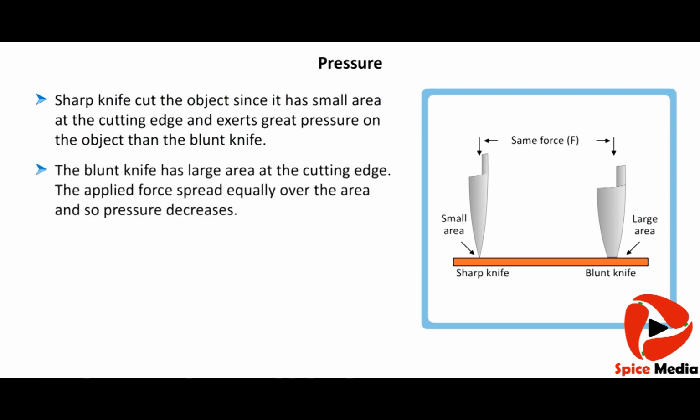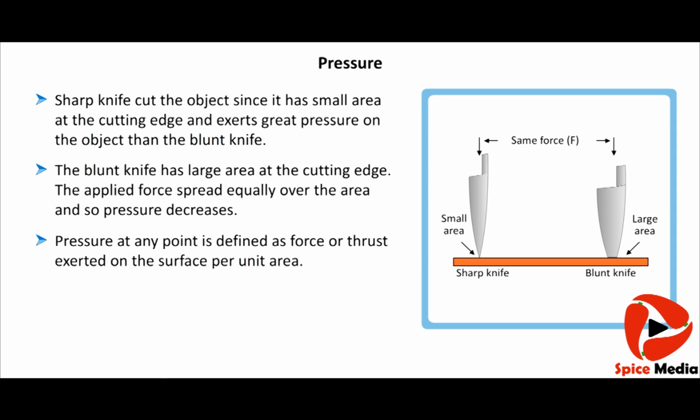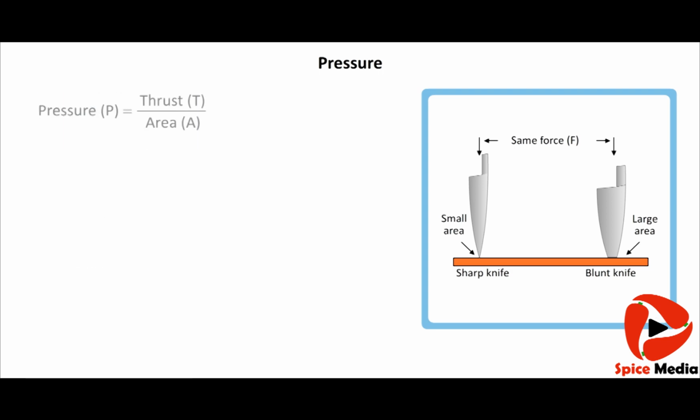We will see an example to understand pressure. Consider two knives, one sharp and the other blunt. When you apply equal force on the two knives, which will cut the object? Yes, the sharp knife will cut the object since it has small area and exerts great pressure on the object than the blunt knife. Since the blunt knife has large area at the cutting edge, the applied force spreads equally over the area and so the pressure decreases.